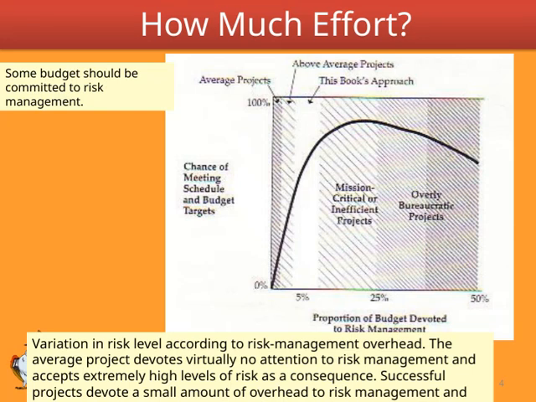Let's take a closer look at how risk levels vary depending on the amount of risk management overhead. In most projects, the average effort spent on risk management is actually quite minimal. As a result, these projects tend to accept very high levels of risk without much resistance. On the other hand, successful projects tend to allocate a small but meaningful amount of overhead specifically for risk management. This investment helps to substantially reduce their overall risk exposure.